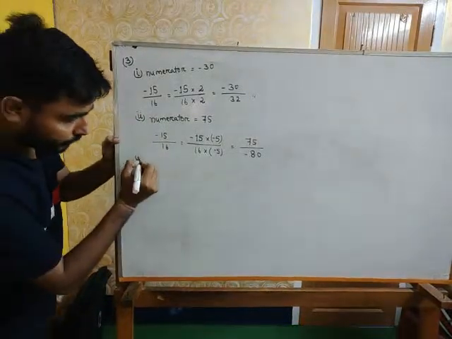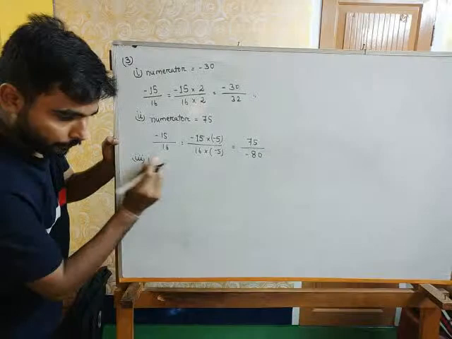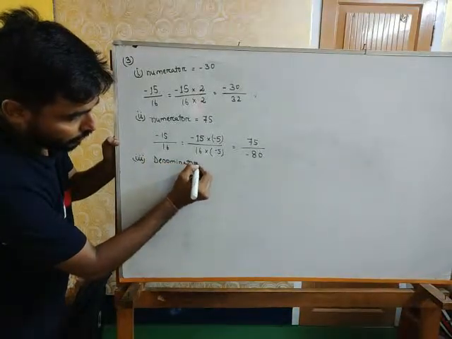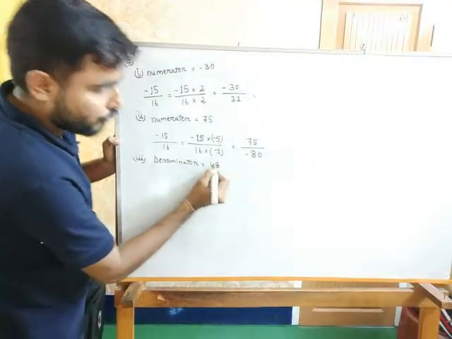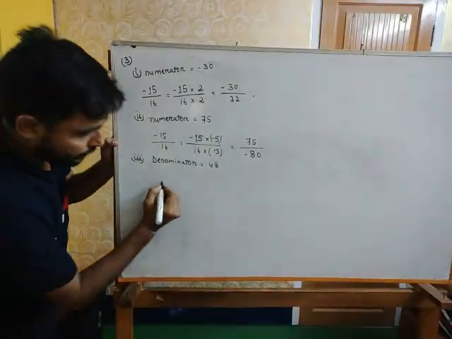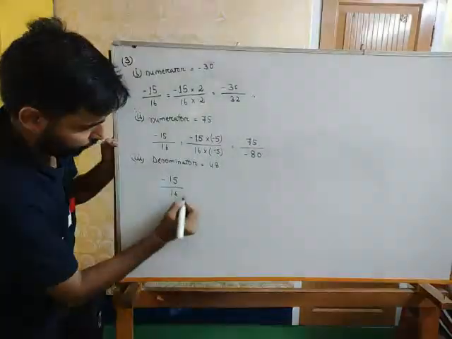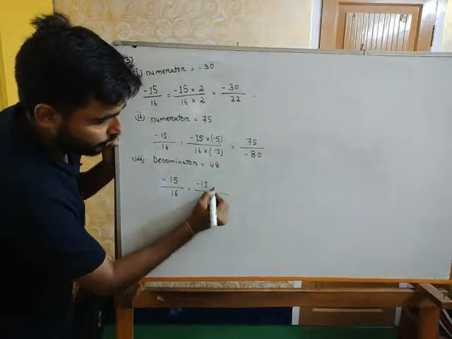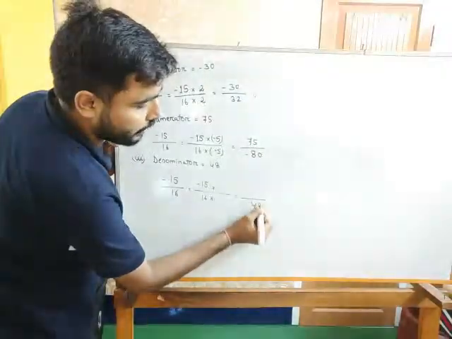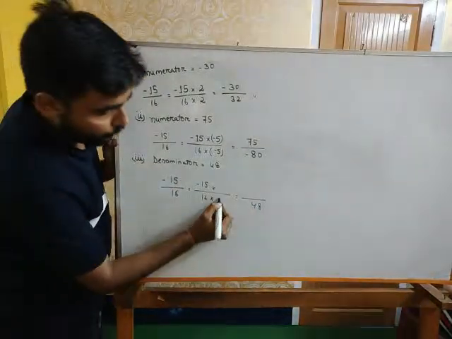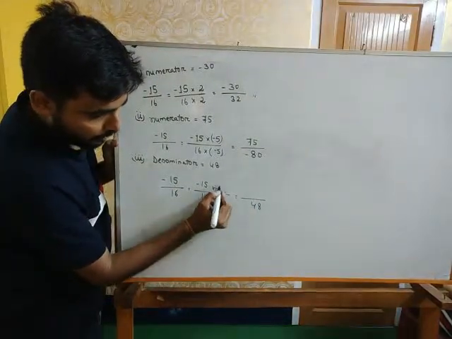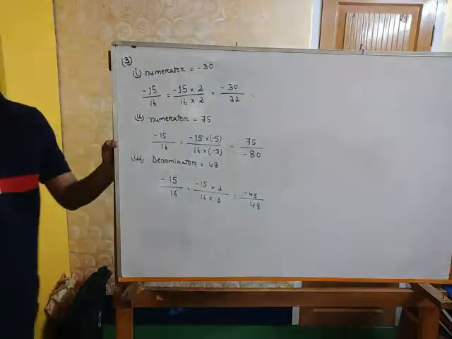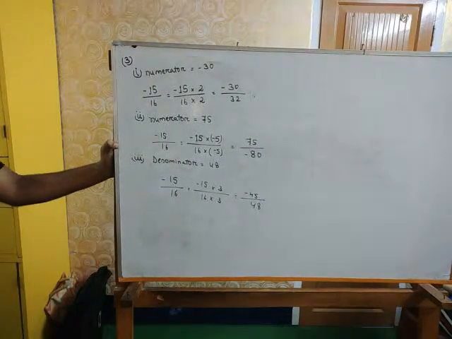Okay, number 3, denominator should be 48. Okay, so what is the rational number? Minus 15 by 16 into something, and denominator should be 48. So 16 into 3 will give you 48. So you have multiplied 3 here. So 3 will be multiplied with the numerator. So minus 15 into 3 is minus 45.